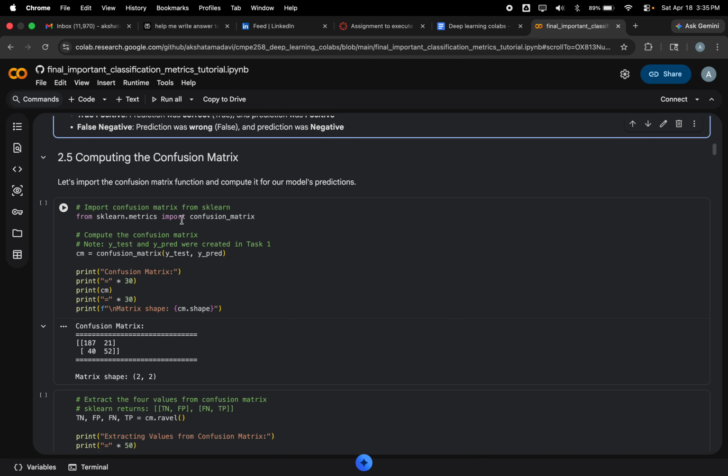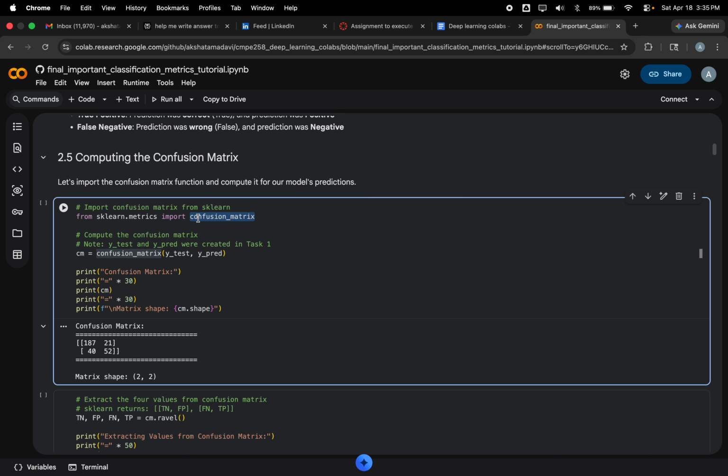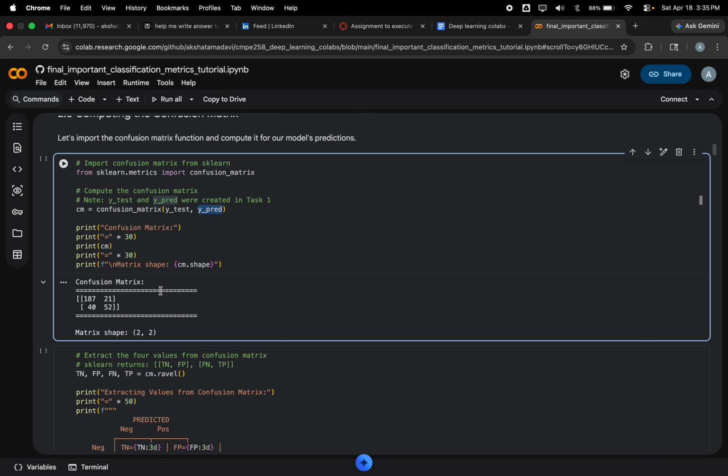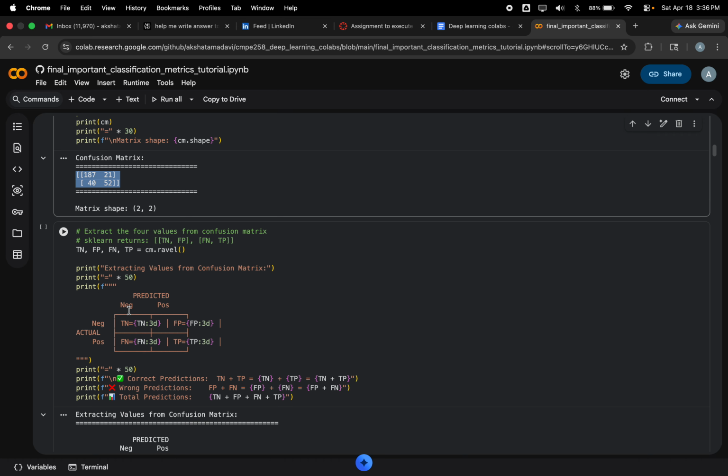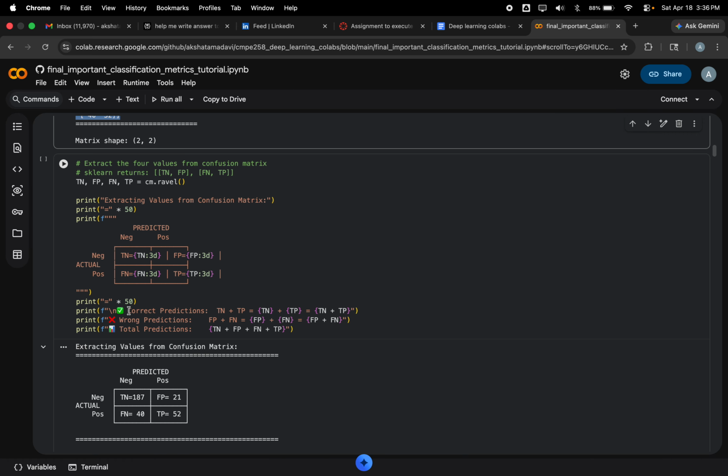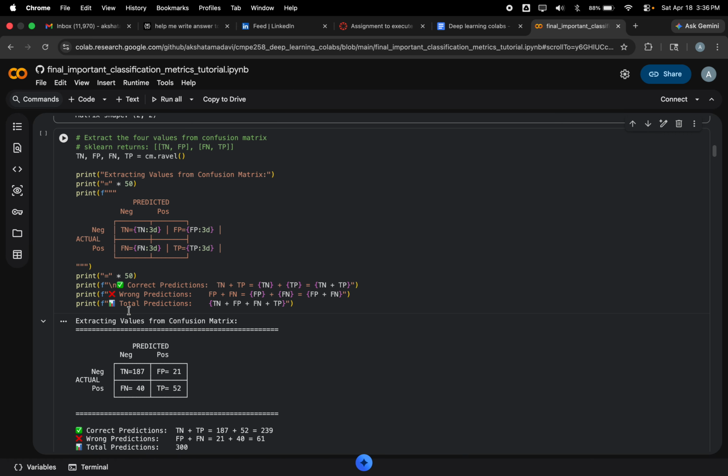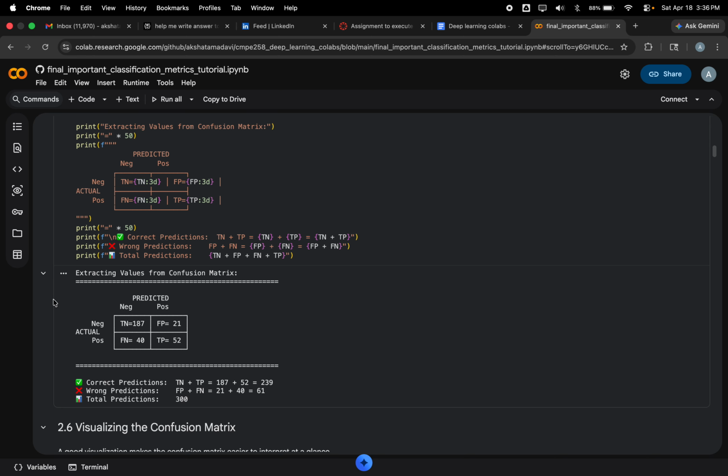Now this is how we compute the confusion matrix. We just use the confusion matrix method from scikit-learn, and we provide the test and the predicted values, because these are the two values that are required. And this is how the confusion matrix looks. It's just a better visualization. Here you can see how many are true negatives, true positives, false negatives, false positives, and so on.